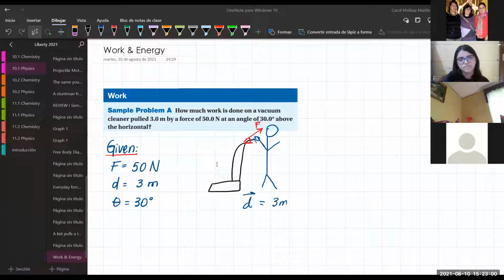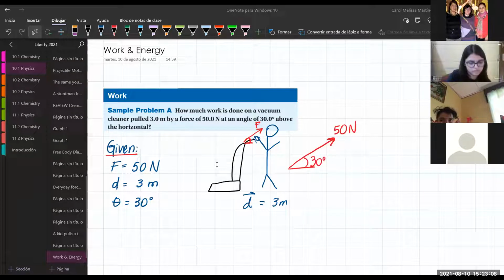Or you can just draw the vector of the force, say that this is 50 Newton, say that this is the angle of 30 degrees, okay? And that will be just fine. And also include the displacement of 3 meters. Everything that you want to include will be just fine. Or I'm a simple person, which is going just to apply the formula for work.